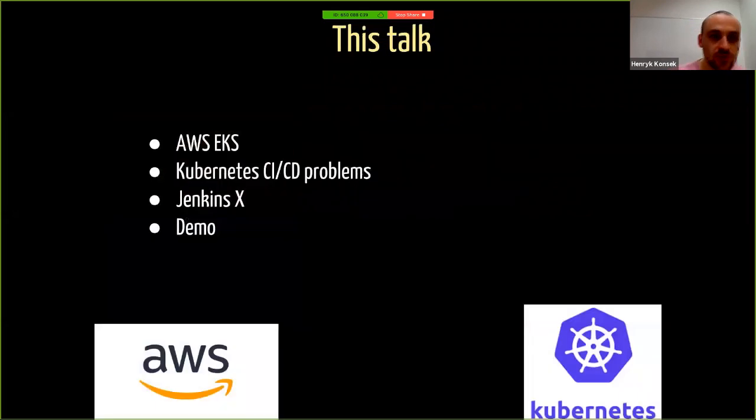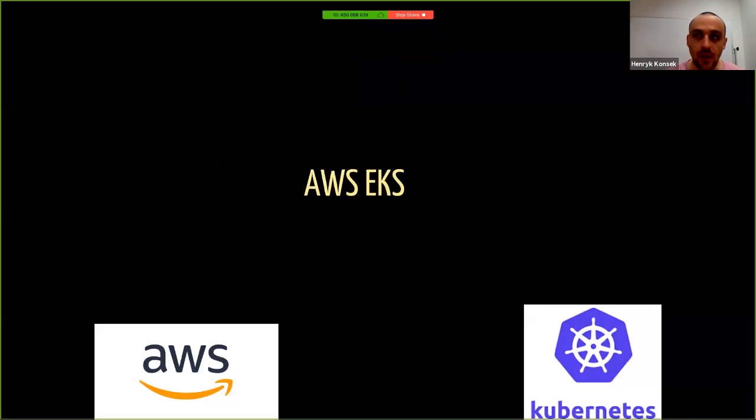And in this short talk, I would like to tell you briefly what AWS EKS is, then about some general challenges related to Kubernetes CI/CD. Then a few words about Jenkins X and the main purpose of the presentation, which is a short demo demonstrating how Jenkins X actually works. All right, so let's start with EKS.